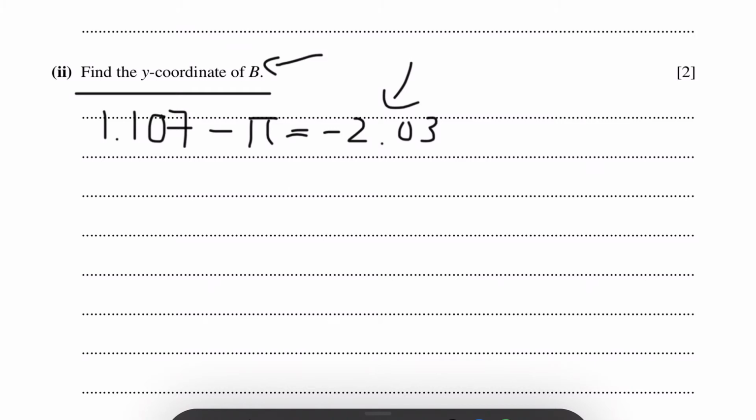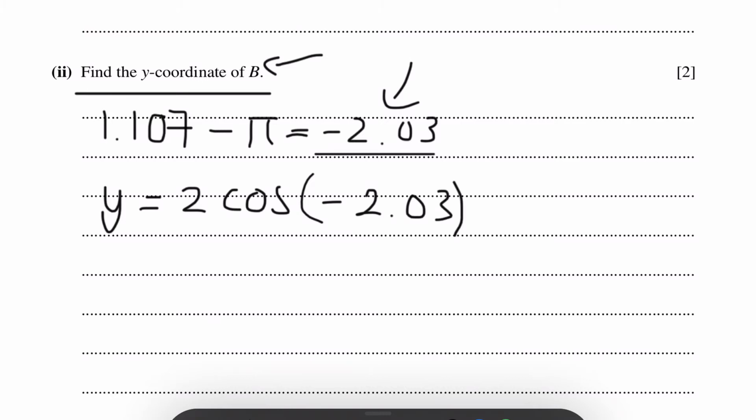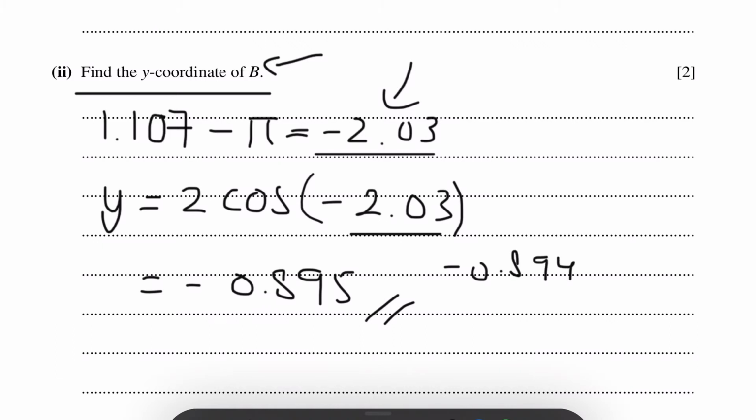So just input this value into the x component of one of the graphs. I will use the 2 cos x. So you will have 2 cosine negative 2.03, and this will give you negative 0.895. Depending on what you got here, you will also get negative 0.894 or negative 0.896. That depends on the value here.